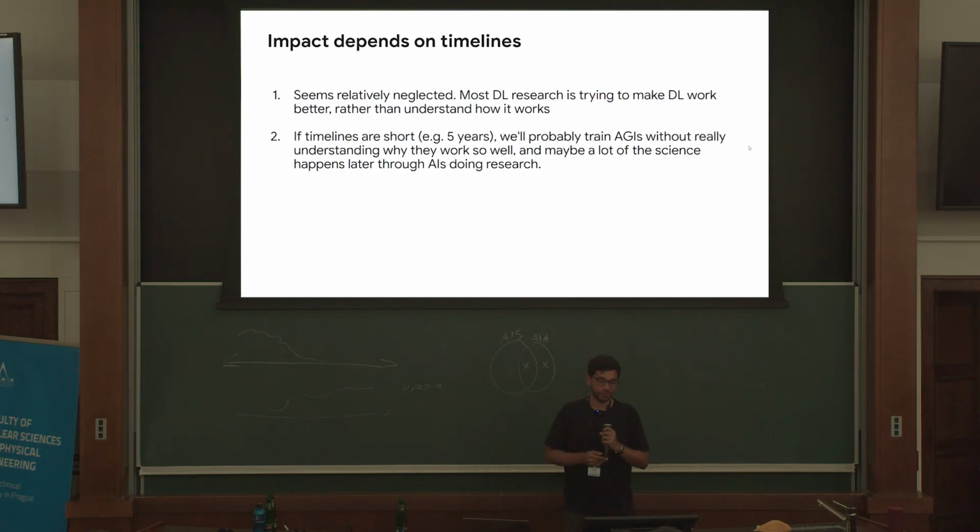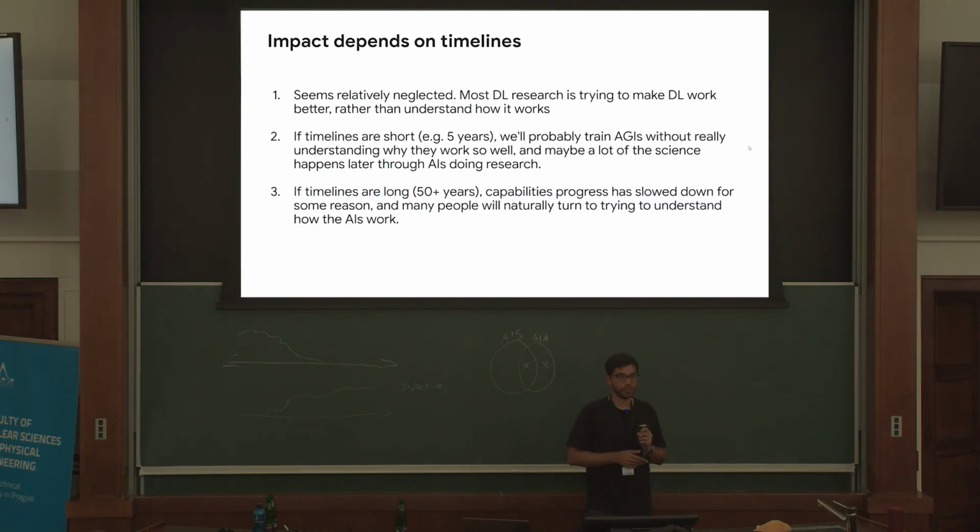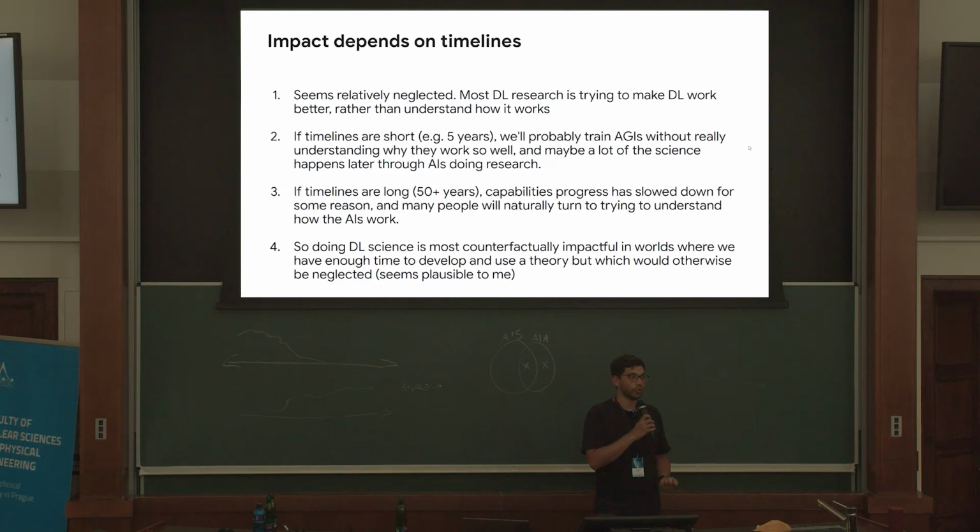I think realistically, if timelines are pretty short, so if we're going to get transformative AGI in 5 years or less, probably we will manage to do this without really understanding why they work so well. And so maybe a lot of the science of deep learning actually happens later through the AIs doing the research. Whereas if timelines are very long, then it feels like that would have happened because capabilities progress has slowed down for some reason. And so many of the people working on capabilities will naturally turn to trying to understand how the AIs work. And so it feels like the most impactful world in which to do this research is the middle world. And that seems at least plausible to me.